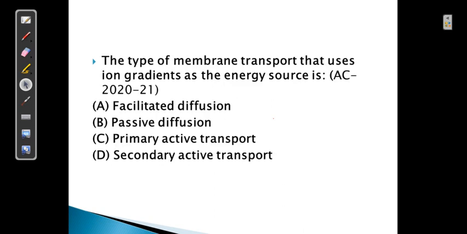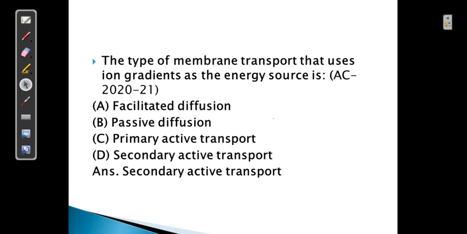The type of membrane transport that uses the ion gradient as energy source. Options are A, facilitated diffusion, B, passive diffusion, C, primary active transport, D, secondary active transport. Answer is secondary active transport. Here the ion gradient is used as the energy source. In case of facilitated diffusion, no energy is utilized. In case of passive diffusion, no energy is utilized.